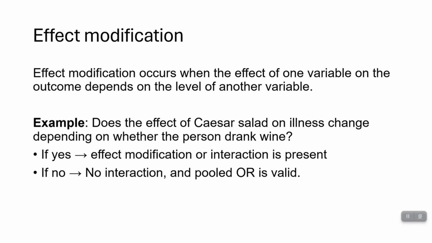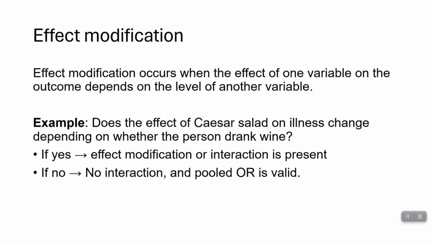So averaging across strata, like what we did for Mantel-Haenszel, would be misleading, and you should only report the results separately for wine drinkers and non-wine drinkers. But if there is no interaction, the pooled odds ratio that you did for Mantel-Haenszel is valid. So before using a pooled estimate like the Mantel-Haenszel odds ratio, we must assume that the association is consistent across levels of stratifying variables, for example here wine.